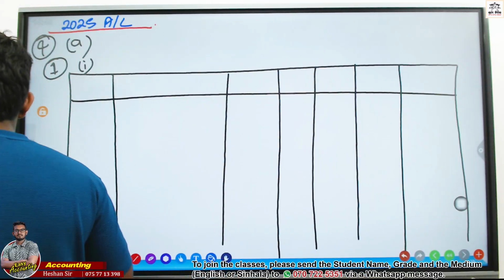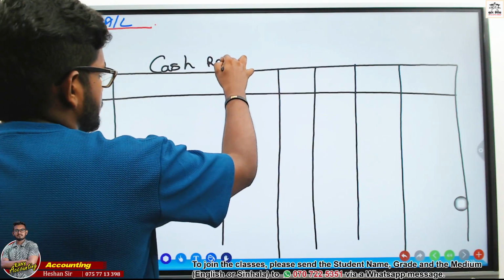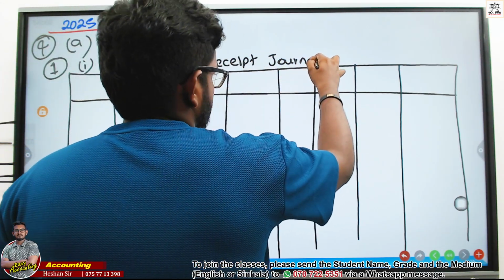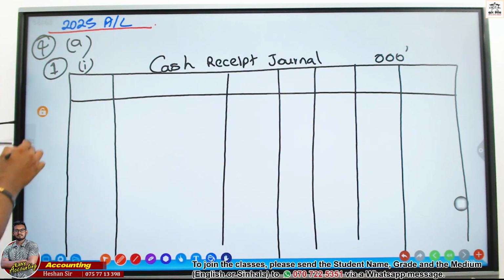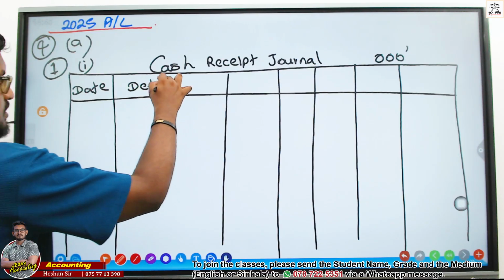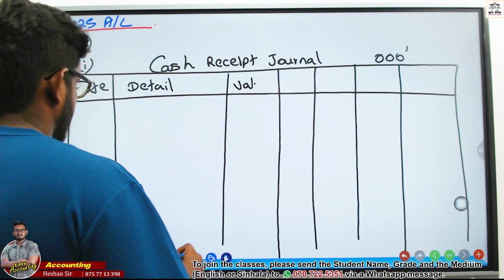This is a cash receipt journal. Thousand, right? Date, detail, value, date, detail, value.